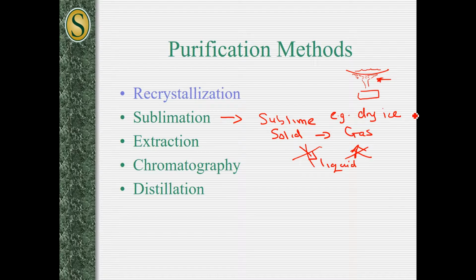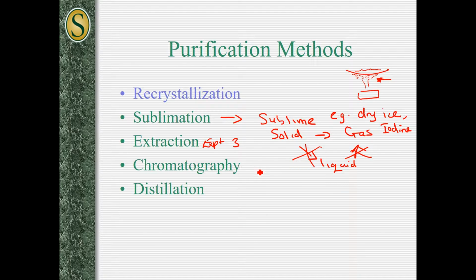The same thing happens with iodine. Iodine is also another compound that can be purified by sublimation. It forms purple vapors. Extraction will be done in experiment 3, so we'll do this in experiment 3. We'll never do sublimation for this lab.